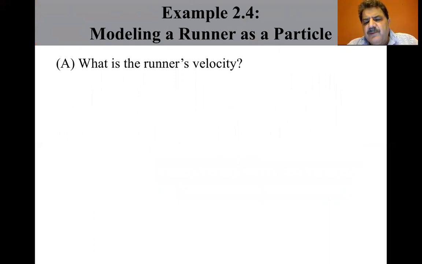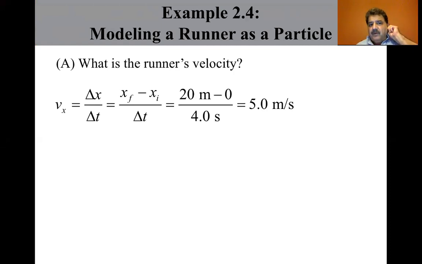We model the moving runner as a particle because the size of the runner and the movement of arms and legs are unnecessary details. Because the problem states that the subject runs at a constant rate, a constant velocity, we can model him as a particle under constant velocity. Having identified the model, we can use this equation to find the constant velocity of the runner. If x initial is 0 and x final is 20 meters and the duration is 4 seconds, we get 20 meters divided by 4 seconds, that's 5 meters per second.